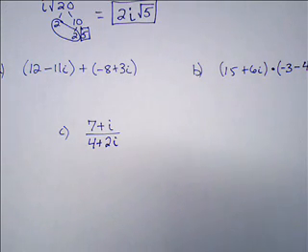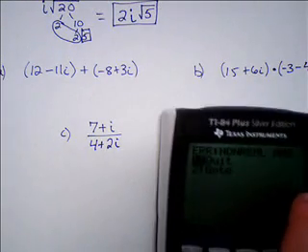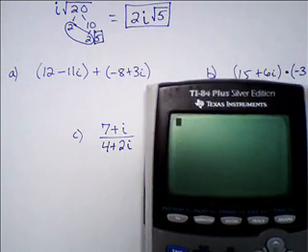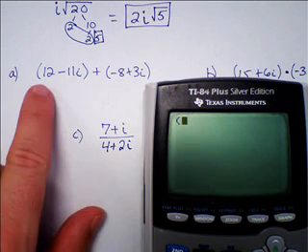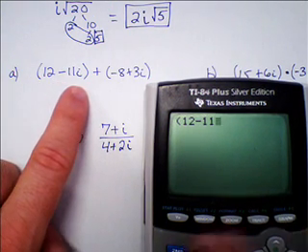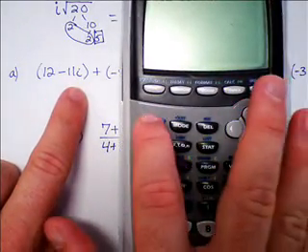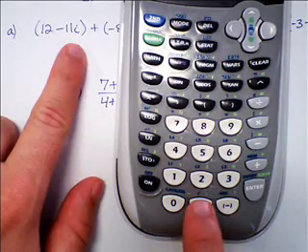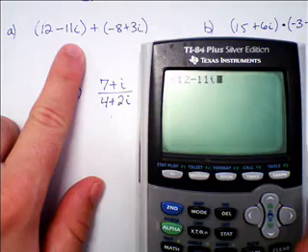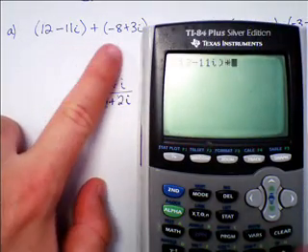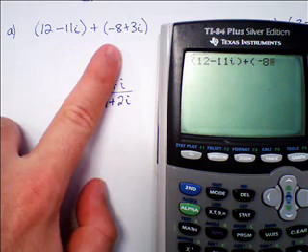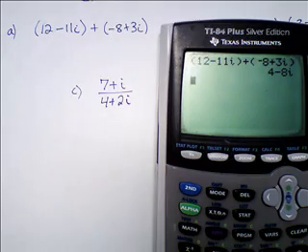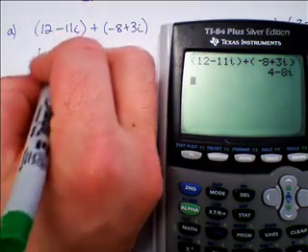Okay, so all this can be done in the calculator. You could do it by hand, but the calculator does it for you. And let's go ahead and type in the first one. Let's say we have parentheses, 12 minus 11, and to get i, you hit the second button, and if you look down on the decimal place right here, you'll see the i in blue, so hit it. Okay, and then close your parentheses, plus, and then parentheses -8 plus 3i. And it gets you 4 minus 8i. That's all you got to do.